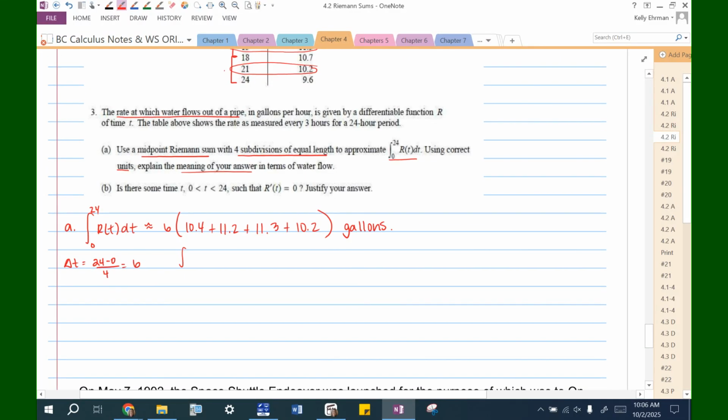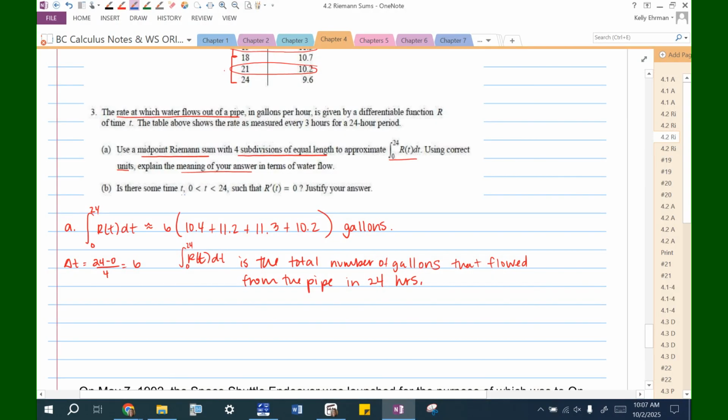And what's my interpretation? So this integral is the total number of gallons. What's happening? Water's flowing out of a pipe. Total number of gallons that flowed from the pipe in 24 hours. From 0 to 24. Okay, part B.